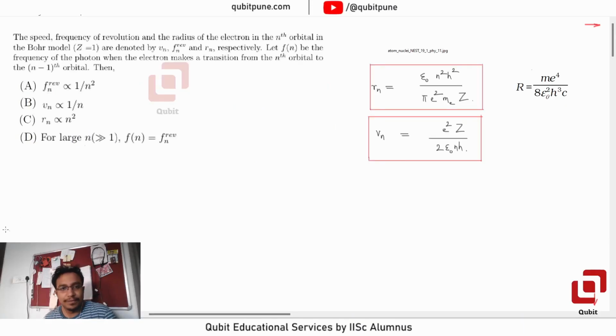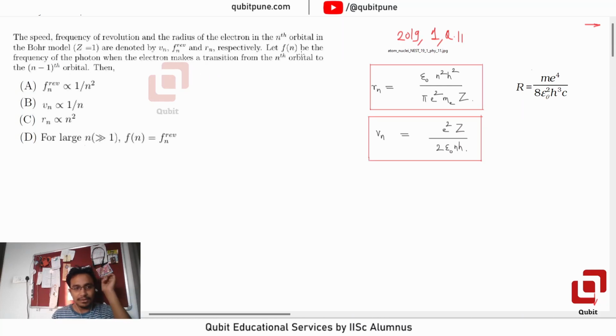This MCQ is from NEST 2019, shift 1, question number 11. The speed, frequency of revolution and the radius of the electron in the nth orbital in the Bohr model with Z equal to 1 are denoted by Vn, f rev n and Rn respectively. Let f of n be the frequency of the photon when the electron makes a transition from the nth orbital to the n-1th orbital.